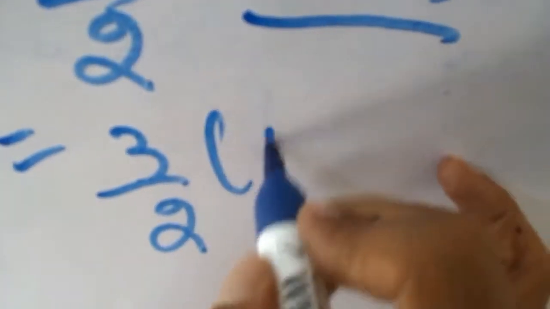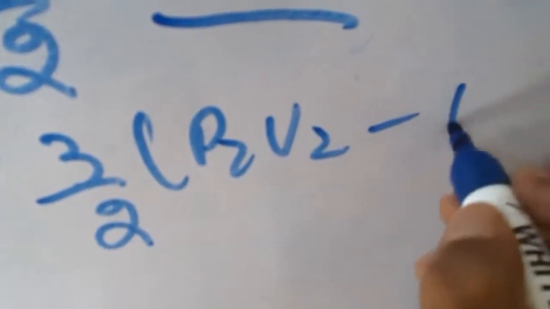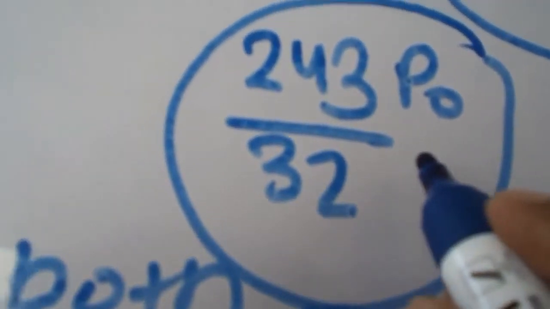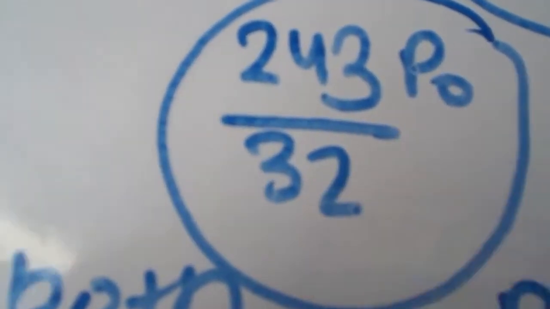If you see here very carefully, it becomes 3 by 2, nR T2 minus nR T1, which means P2 V2 minus P1 V1. I know what P2 is: P2 is 243 by 32 P0. I have to find V2.